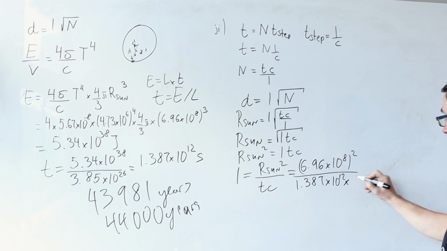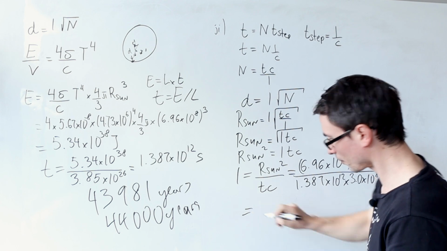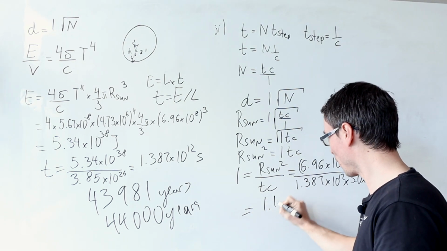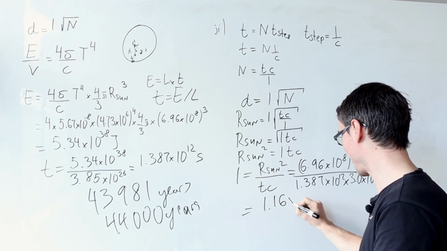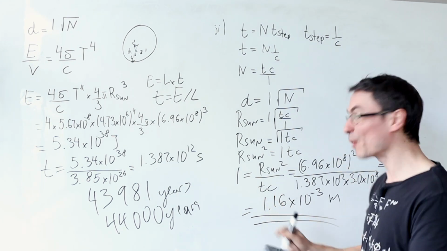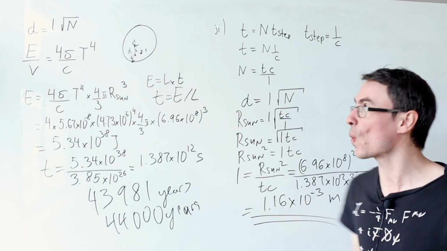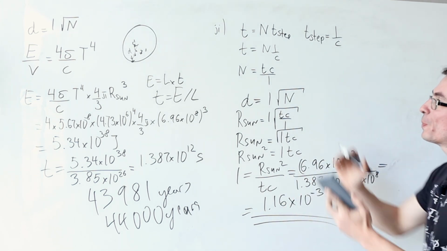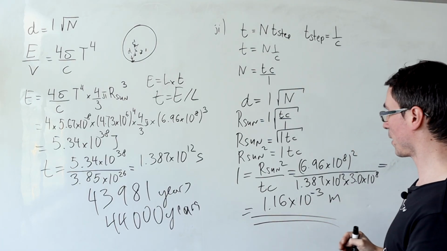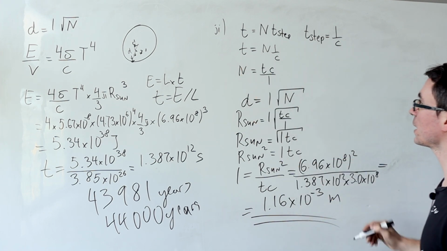Multiply that by the speed of light, 3.0 times 10 to the power of 8. Let's see what we get, giving us a grand total of 1.16 times 10 to the power of minus 3 meters, or around 1.16 millimeters, as the total distance between continuous absorptions.